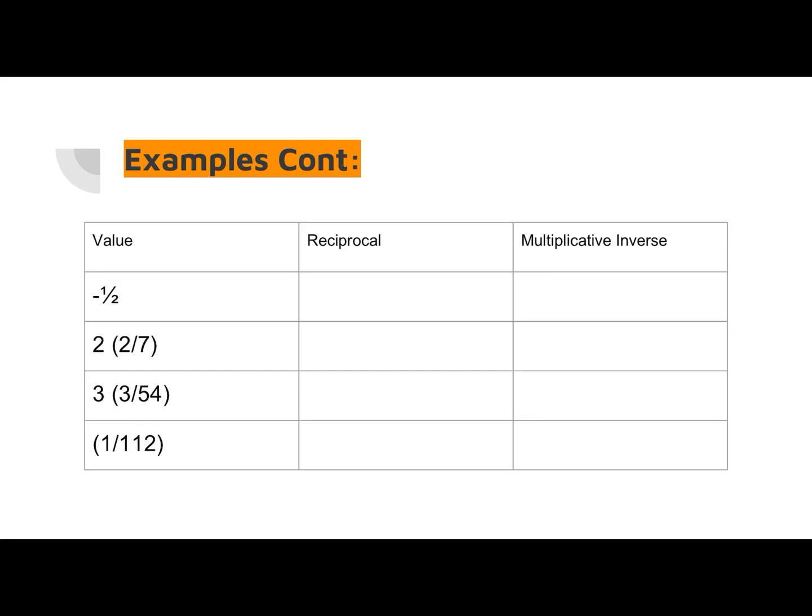All right, so now we want to look at these values here. We're going to start by filling out this table. We want to find the reciprocal and the multiplicative inverse of each value. So what would the reciprocal of -1/2 be? It'd be -2/1, which is just equal to -2. And we want to find the multiplicative inverse of -1/2. Well, the multiplicative inverse of -1/2 would be equal to -2, because when we multiply -2 times -1/2, we would get a value of 1.